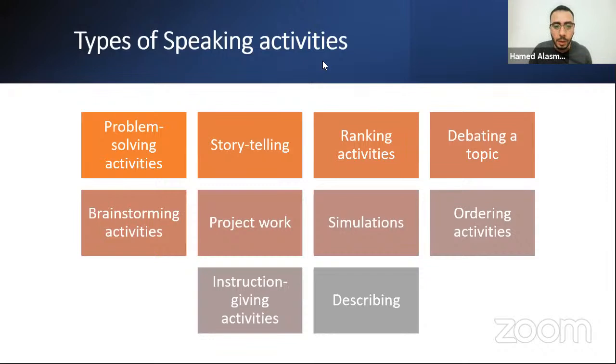Which one goes for accuracy? You can use instruction giving. This is definitely accuracy. All the others can be accuracy as well, depending on how you use them. Pictures about the topic. Of course, you can use pictures and they can brainstorm. Yes.